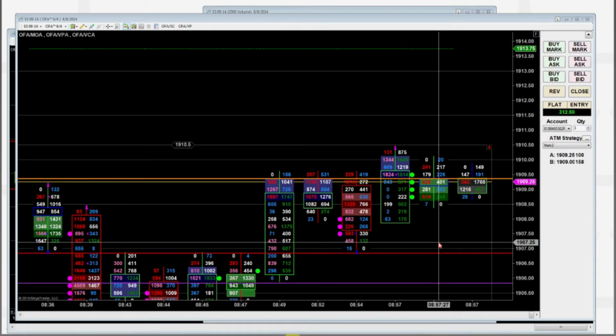My stop I usually will keep, but what I don't know based on the auction is, if I get in with 3 or 5, what's the most logical place for me to start scaling, and if I'm going to scale 2 or 3 or 1, and how exactly I'm going to manage that trade. But I'm not complaining.